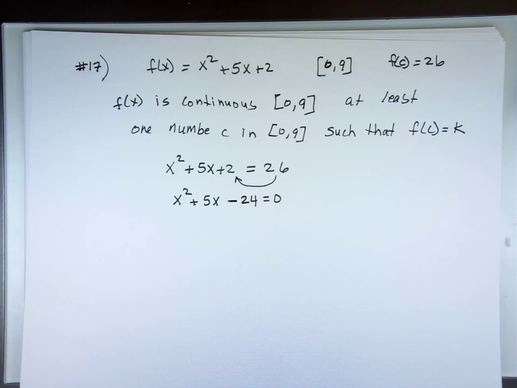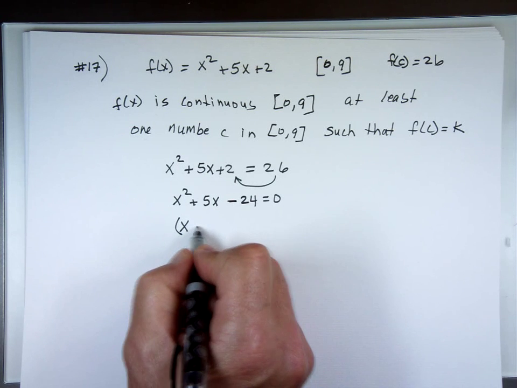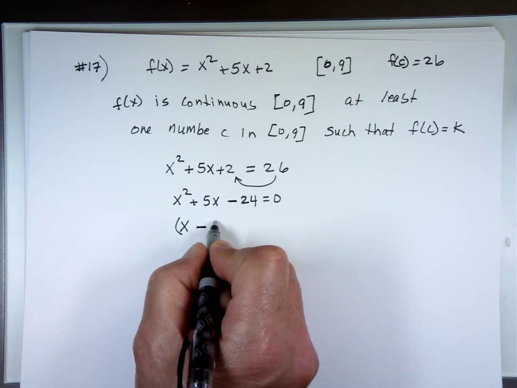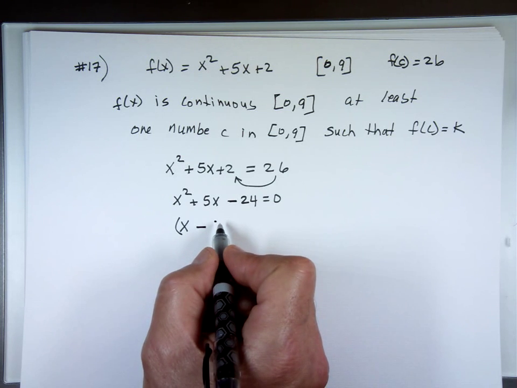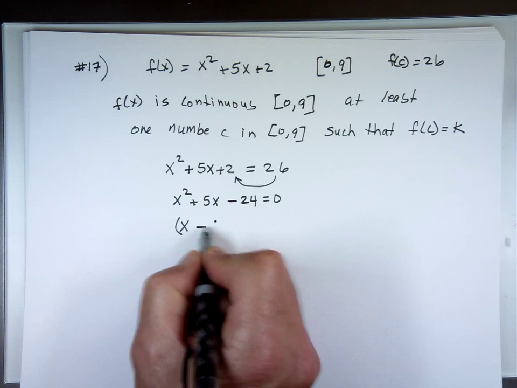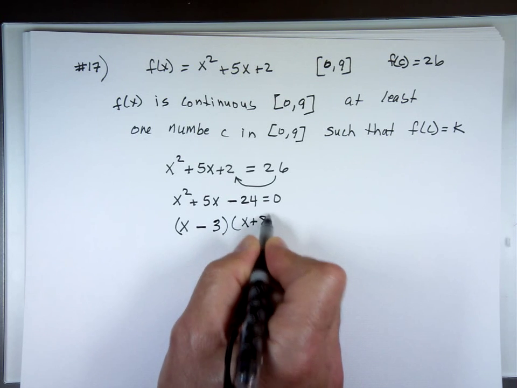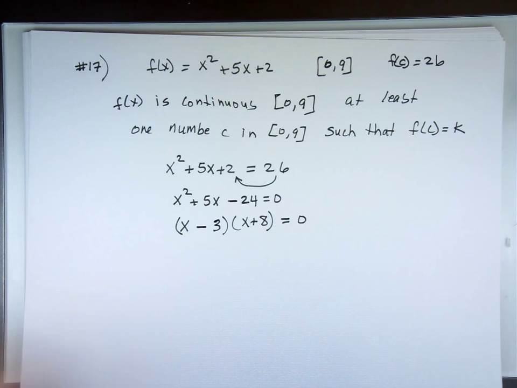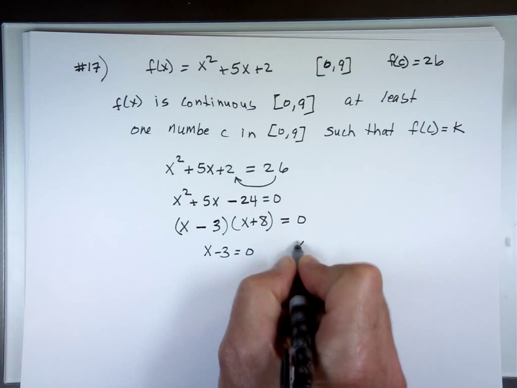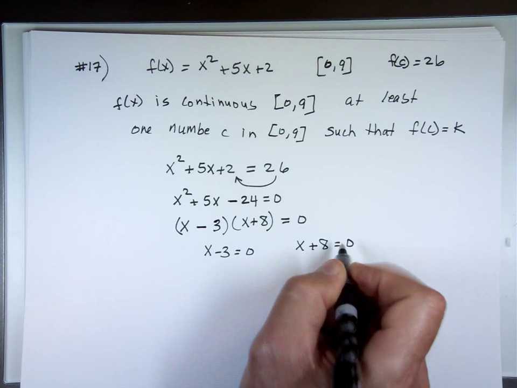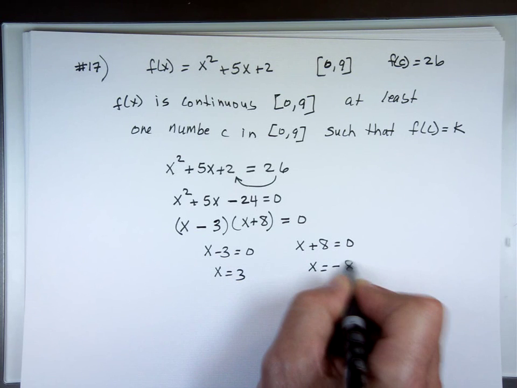Negative 24, can we factor that to what? X minus, how about, what'd you say, 8? Yeah, 8 and 3. 8 and 3, yep. X minus 3, x plus 8. Let's solve it. Set each factor equal to 0. X will have to be 3, x will have to be negative 8. This we can't use. Why? The number has to be between 0 and 9.